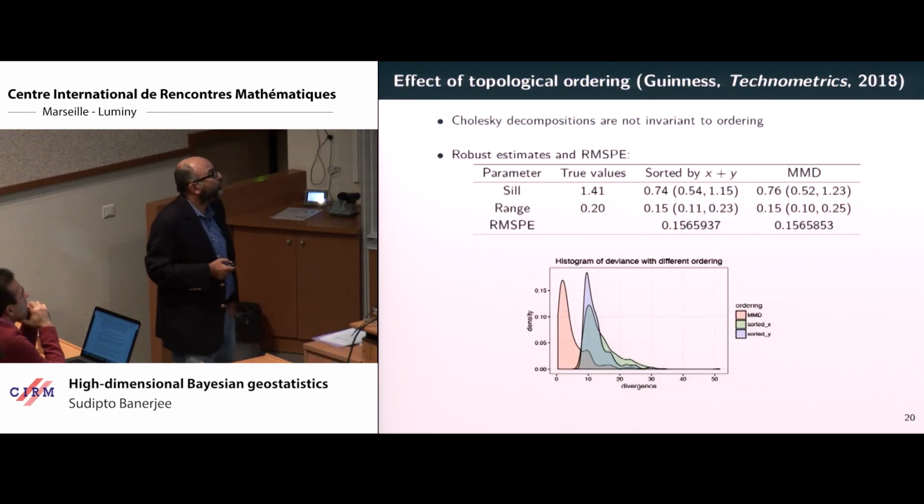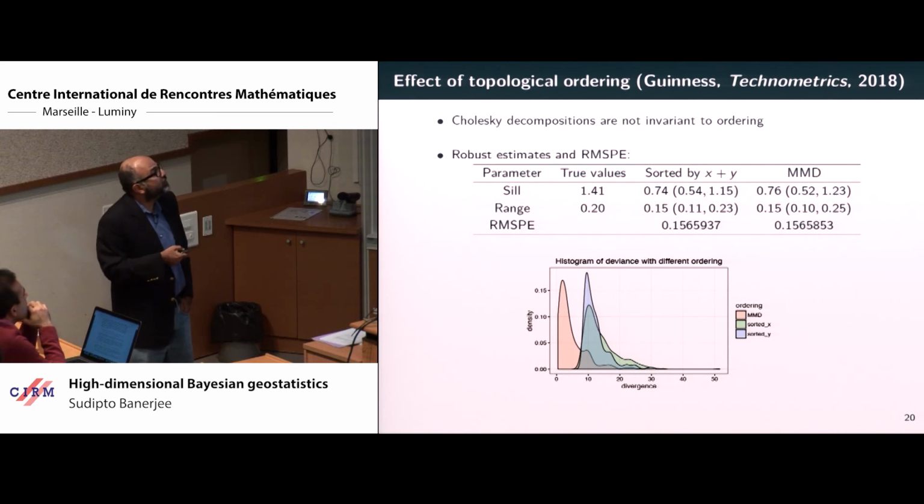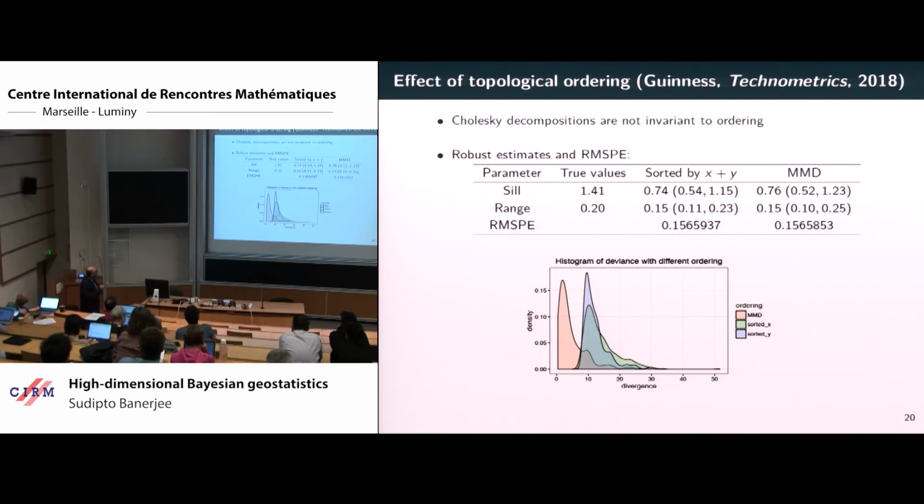So that's two pieces of bad news. And Guinness, in particular in Technometrics, actually used results such as this to come up with a particular optimal ordering. I'm not going to talk too much about this, but just to let you know that if you look at the deviance, which is like the Kullback-Leibler divergence, for different types of ordering of the locations, you can get a little bit of discrepancy. But the overall inference in terms of process parameters like the nugget variance plus the spatial variance and the spatial range is quite robust, and so is predictions.